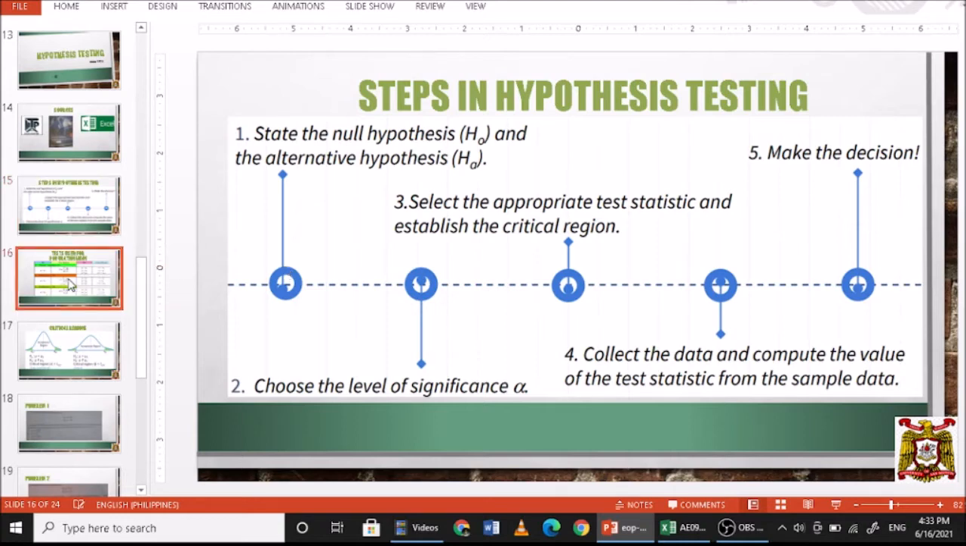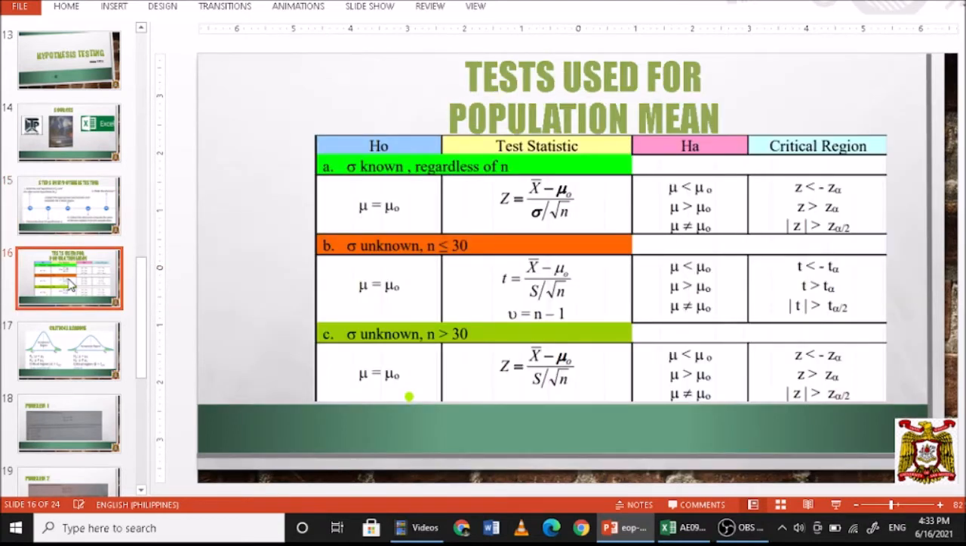So, as with your estimation of parameters, we have two types of hypothesis tests. The first one is the test used for population mean, and the second one is the test used for population proportion. So let's start with the test used for population mean. The following conditions are needed to use the following test statistics. For the first condition, the sigma or the population standard deviation is known regardless of your n. We use this test statistic: Z is equal to x bar minus mu all over sigma divided by the square root of n.